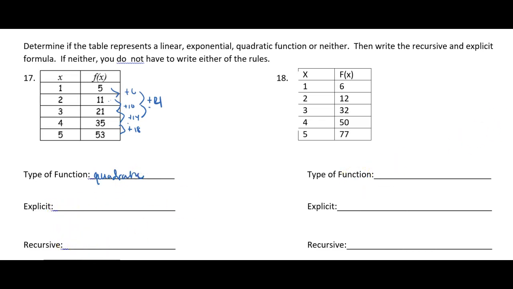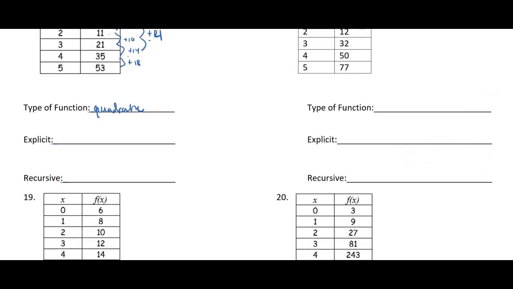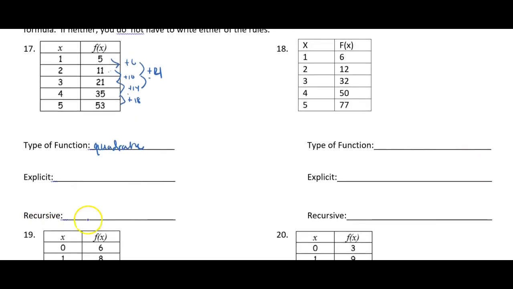Now, let's just do the explicit or the recursive rule first. Right away, f of 1 is equal to 5. Then f of x is equal to the previous term plus, remember, the common difference times x, plus 4x. So now we have to plug a point in.